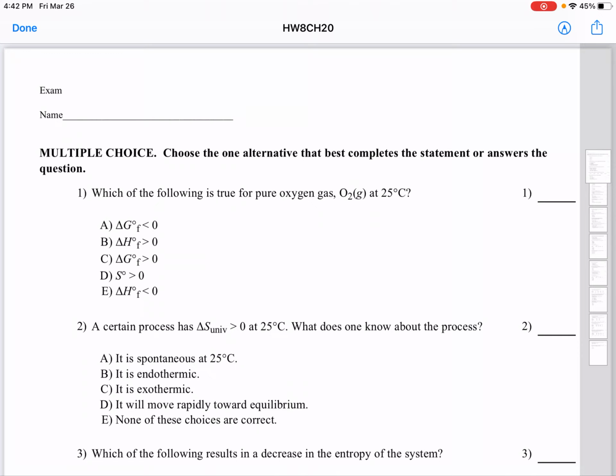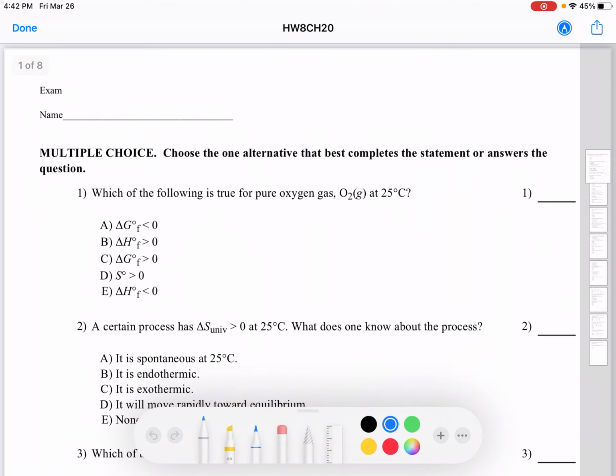Okay, so the first one, which of the following is true for pure oxygen gas? For pure oxygen gas, entropy is going to be greater than 0. So the correct answer would be entropy greater than 0.